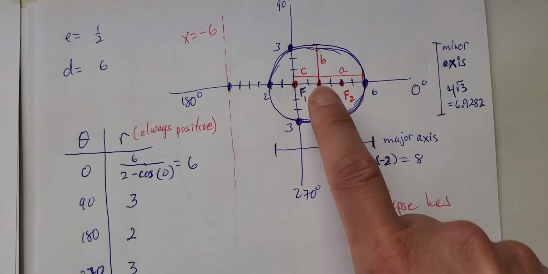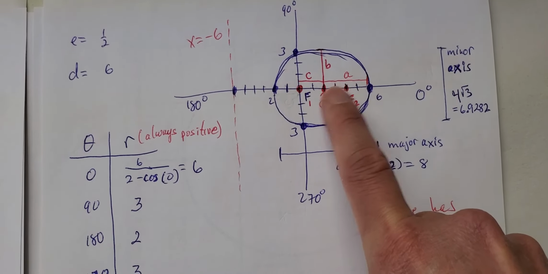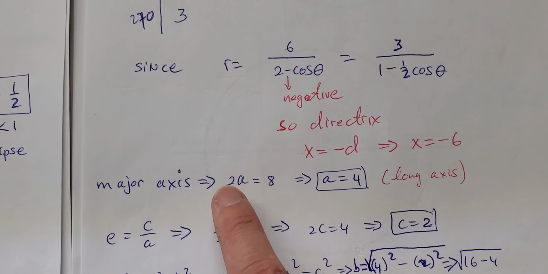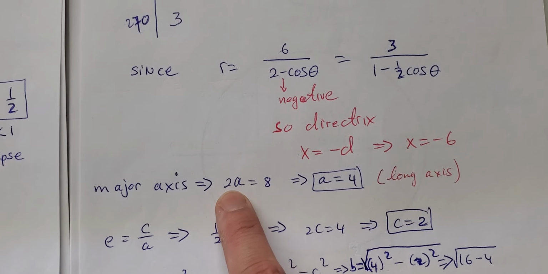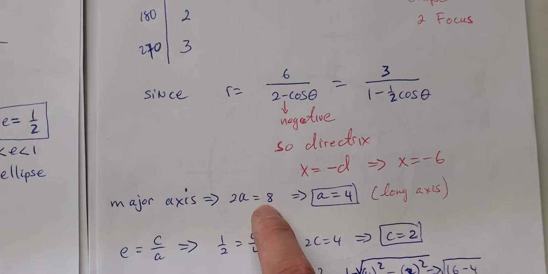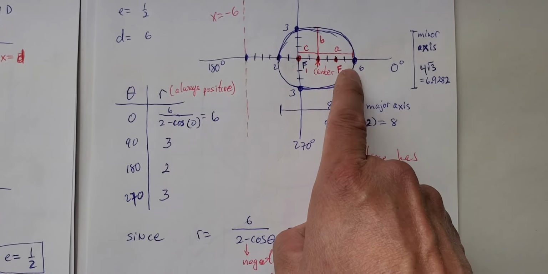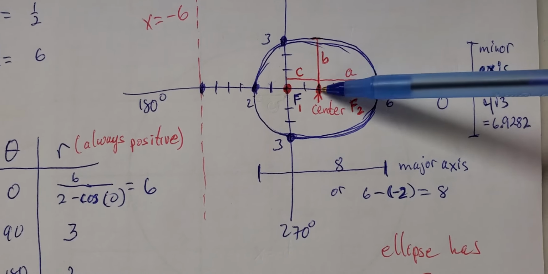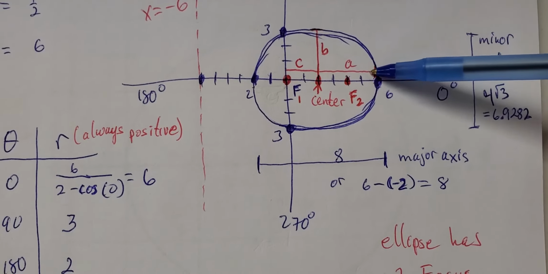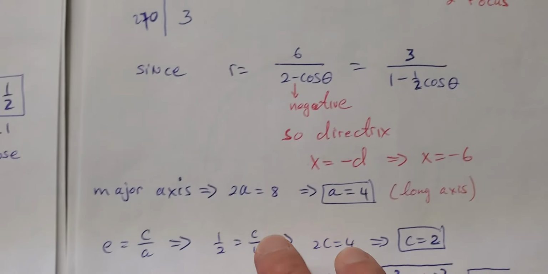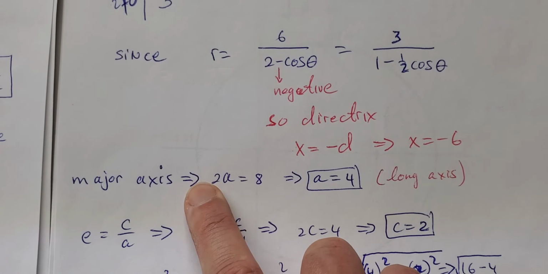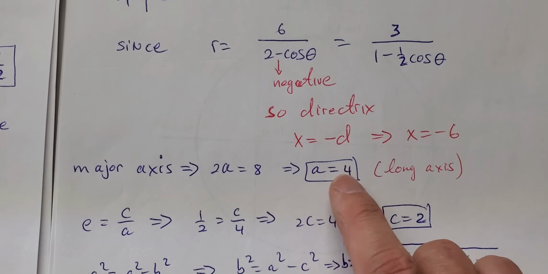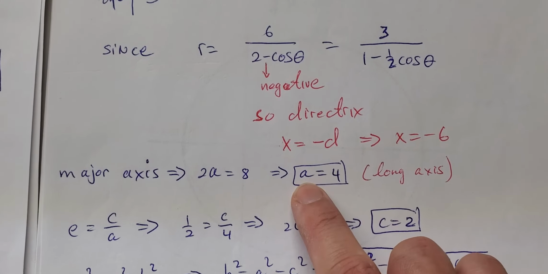We need to know what a is. So major axis is always by default 2a. Okay, 2a equals 8. Where did I get this 8? Because from here to here is 8 units, and you can really count that. Here's 1, 2, 3, 4, 5, 6, 7, 8. Okay, so just find a, and major axis is always 2a. So 2a equals 8, divide by 2, a is 4. Okay, so a is 4.